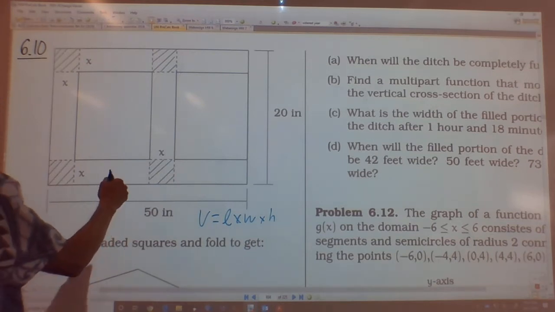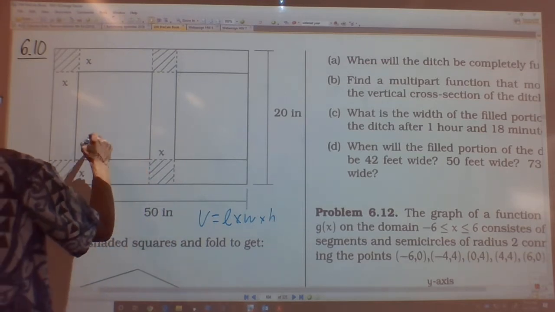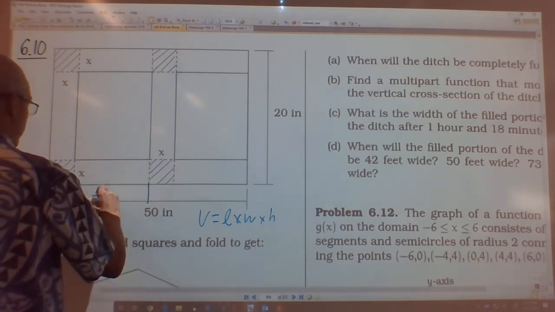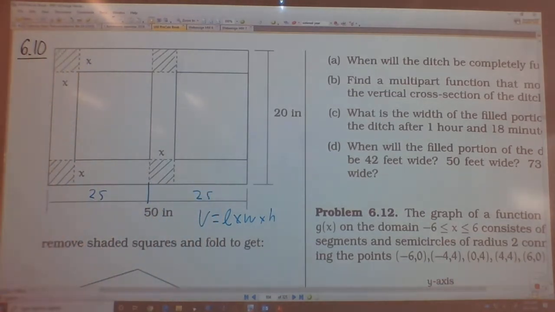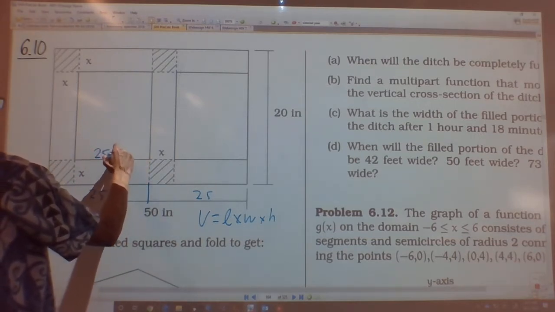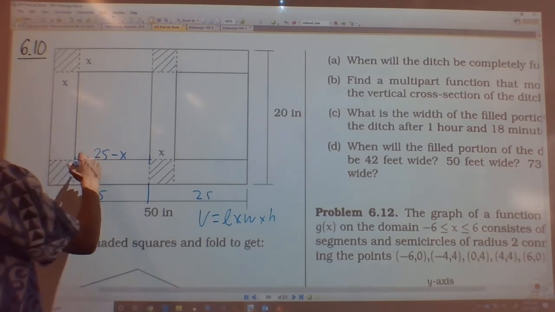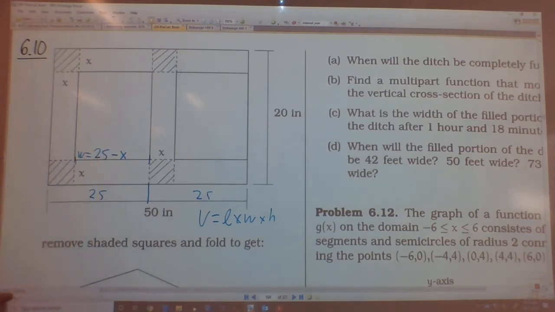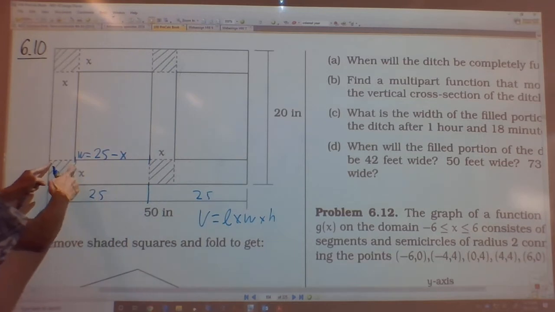So this thing here then is 25. So it's 25 to right here. So this is 25 and this is 25 because you want those two things to be the same. That makes sense. So what is this length here then? It's 25 minus X because we chop off the X, right? So the width, let's call it width, is 25 minus X because half the box is 25, since that's 50. And we're just taking out the X part.